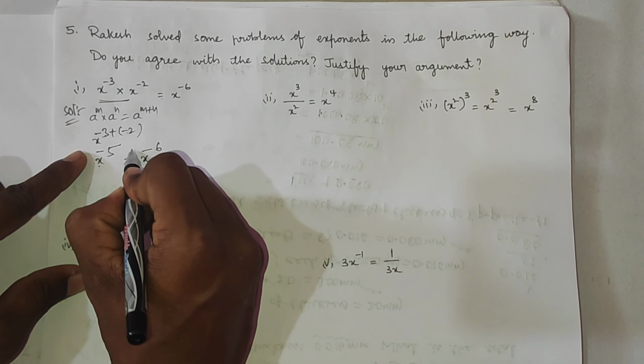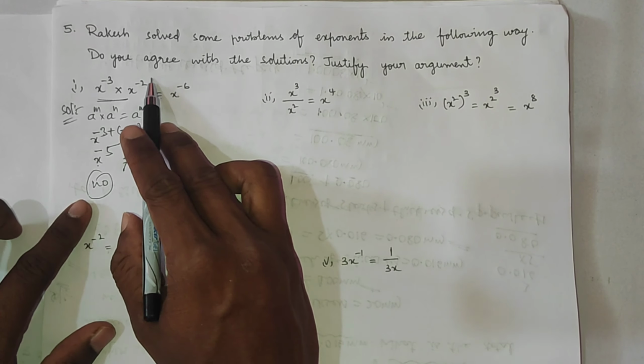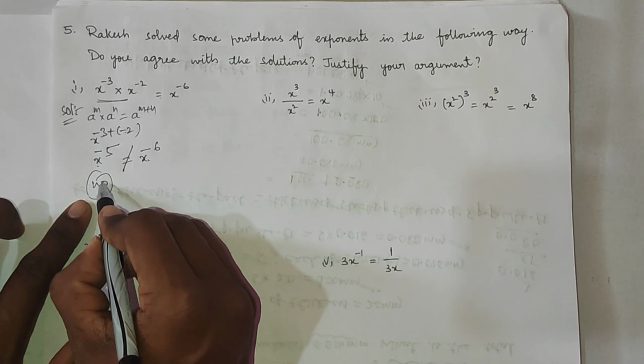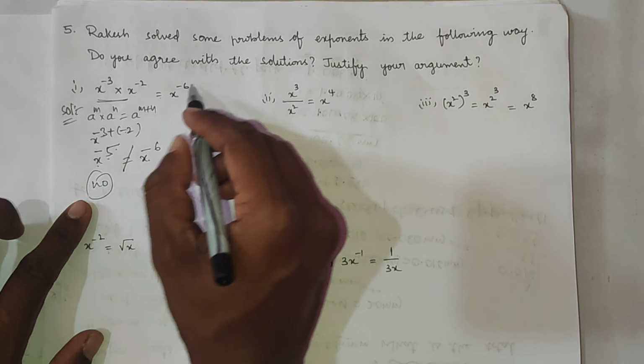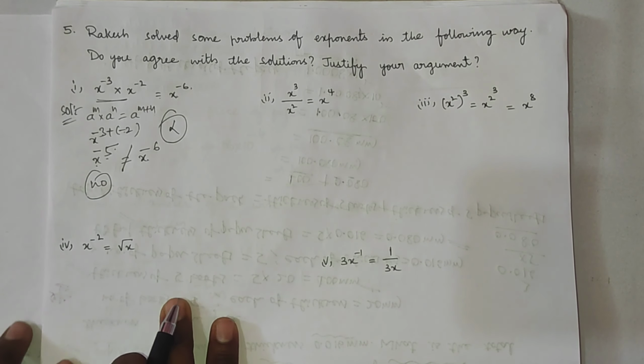These two are equal? No. So no, we cannot agree with the Rakesh solution, because we know the answer we are getting is x to the power of minus 5, but he solved it as x to the power of minus 6. So we do not agree with the solution.